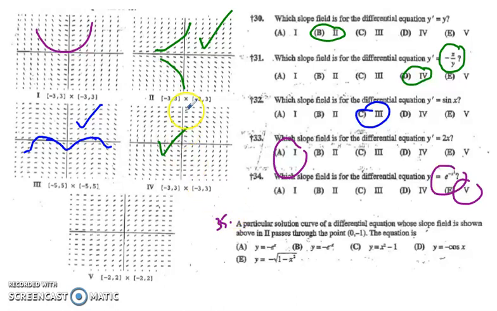So then number 35, which is this right here, it says a particular solution curve of the diffy q that's in 2. So that is the exponential growth model up here. Goes through the point 0, negative 1. What is the equation of that solution curve? So let's just pretend that this is the solution through the point 0, 1. So that's an exponential growth flipped over the x-axis. So that should be this equation, negative e to the x, which is choice A.